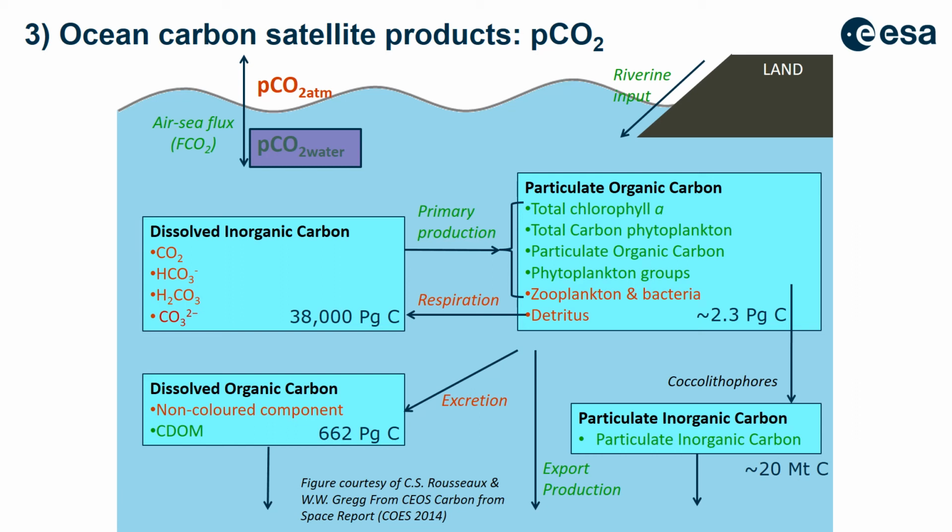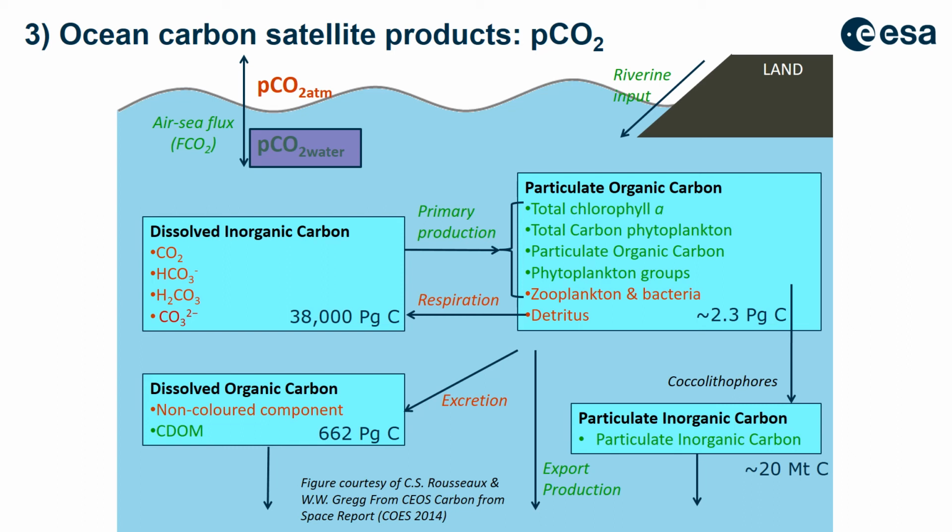And finally, the product I'm going to look at a little bit now is the pCO2 concentration in water. So the exchange of CO2 between the ocean and the atmosphere depends on the gradient in CO2 between the ocean and the atmosphere. When the atmosphere has higher CO2 concentrations than the ocean, then there's going to be a gradient from the atmosphere to the ocean, and vice versa.